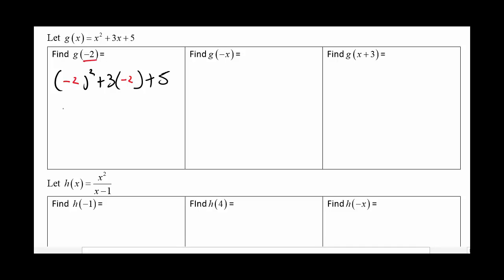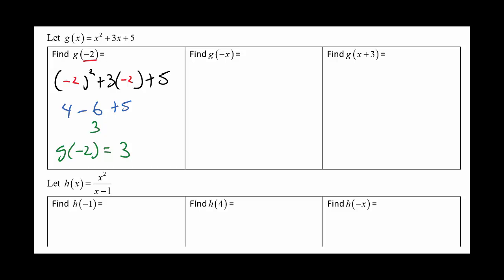So what's negative 2 squared? That's 4. This is minus 6 plus 5. And then that would be 9 minus 6. So that would be 3. So g of negative 2 equals 3.